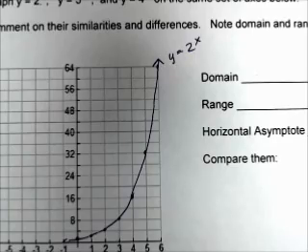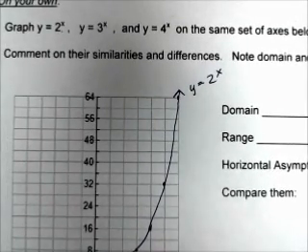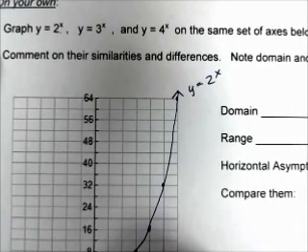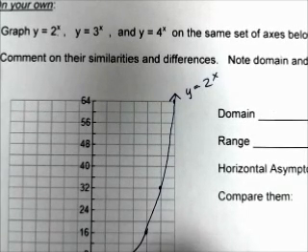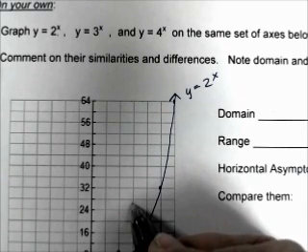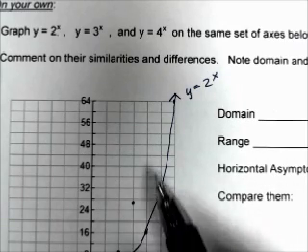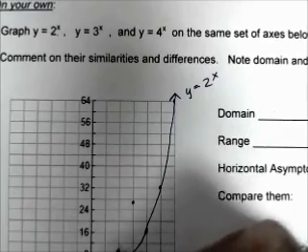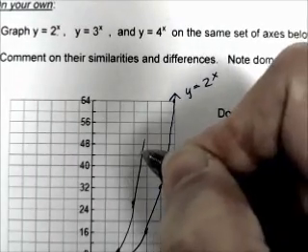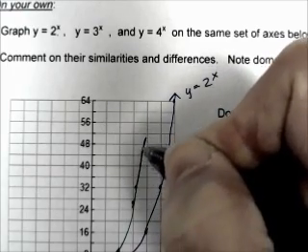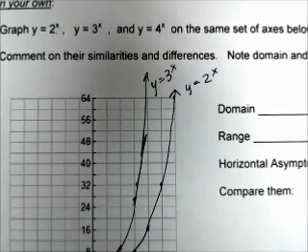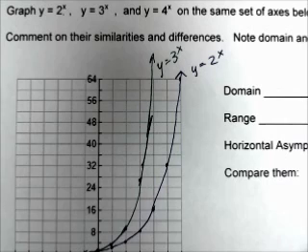I'll use a different color. I'll use green for y equals 3 to the x. Putting in 0, y value is 1. Putting 1 in for x, 3 to the first is 3. 2 in for x, 3 to the second is 9. 3 in for x, 3 to the third is 27. 4 in for x, that takes us all the way up to 81. Y equals 3 to the x, and now I use purple for y equals 4 to the x.